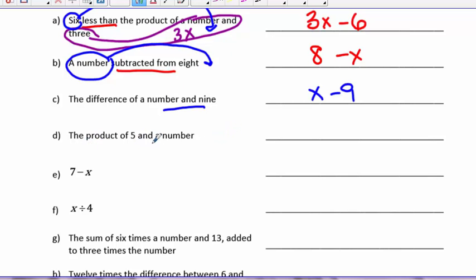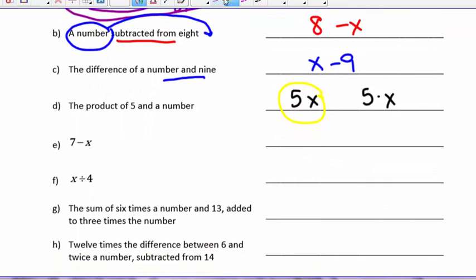The product of a number and 5, or the product of 5 and a number. Alright. So it says the product, multiplication, 5 and a number. Again, I don't have to put a symbol between the two of them if I have a number and a variable. It's okay to do so. You could write 5 times x and be equally correct, but we're going to get in the habit, when we have a number and a variable, of putting no symbol between the two. If it's two numbers, you do need a symbol, but with a number and a variable, it's understood to be multiplication if there's no symbol between them.